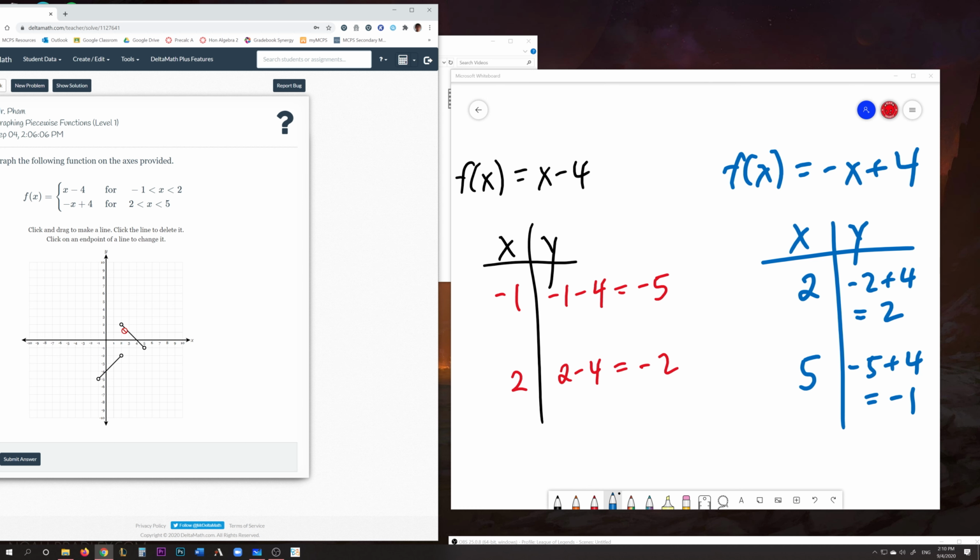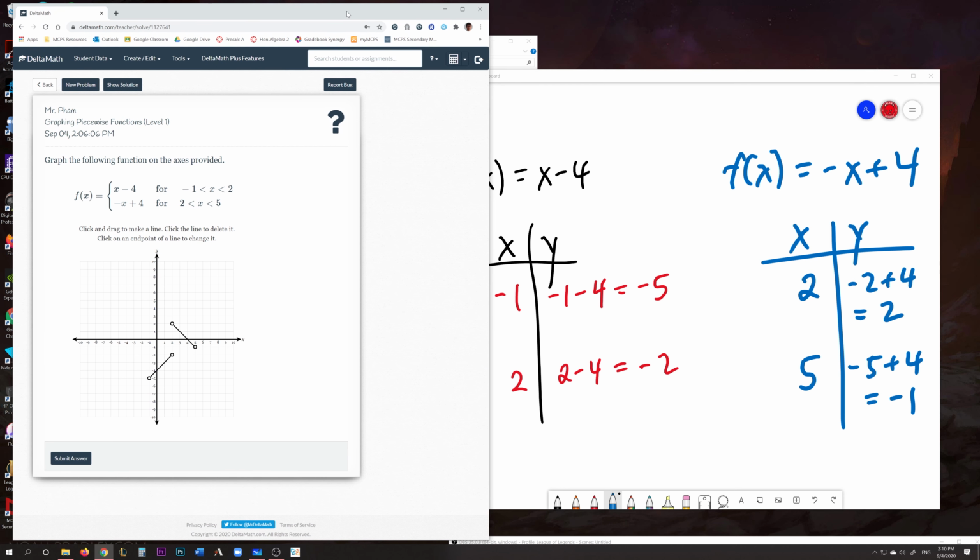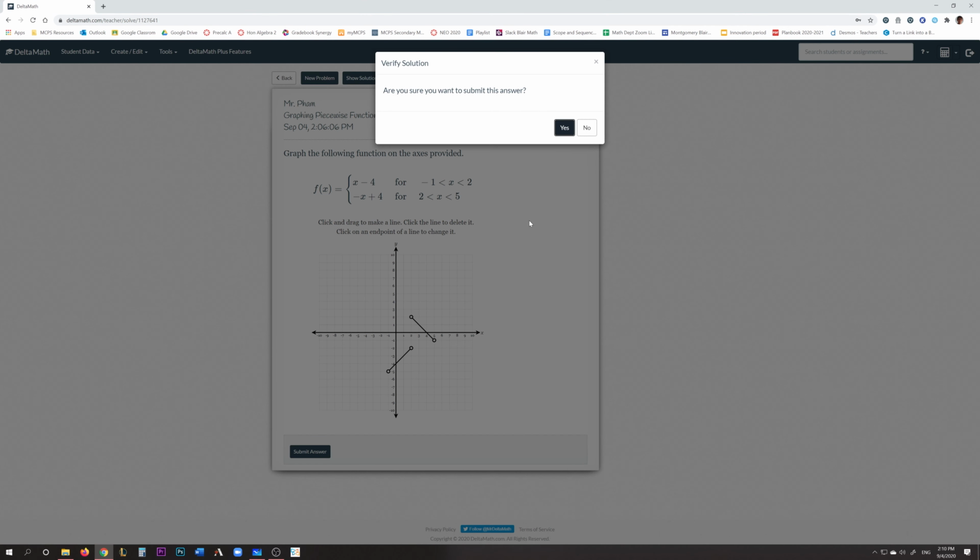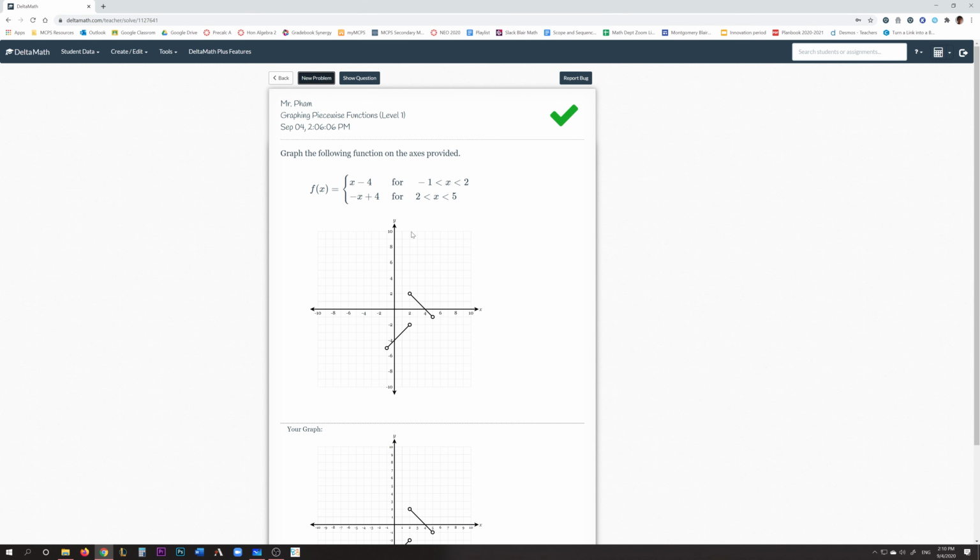It has a y-intercept. So if I were to keep on drawing this line, it will intersect at 4. The slope is correct. It's at -1. So let's go back to our Delta Math assignment and submit this. It is correct. So that's how you graph these level 1 functions.